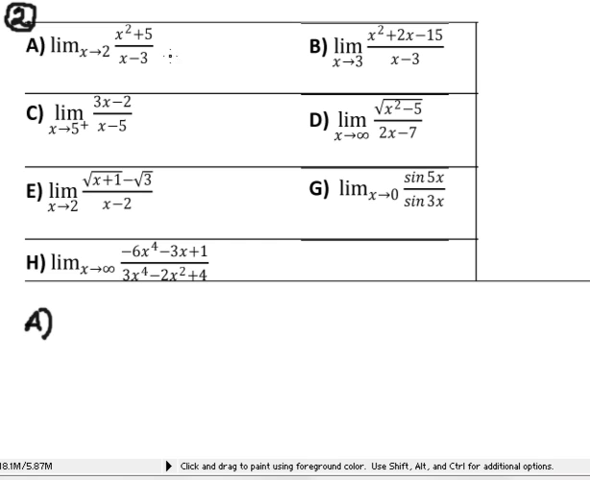If we have a rational function, an algebraic fraction, and the denominator is not equal to 0 when we substitute in the value that we're approaching, in other words, we substitute in 2 into the denominator, 2 minus 3 is not equal to 0, then we can take the limit by just substituting into the rational function. In this case, since the denominator is not 0 as we approach 2, we can just substitute in.